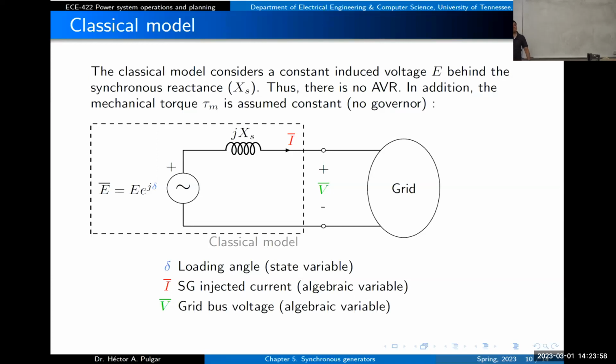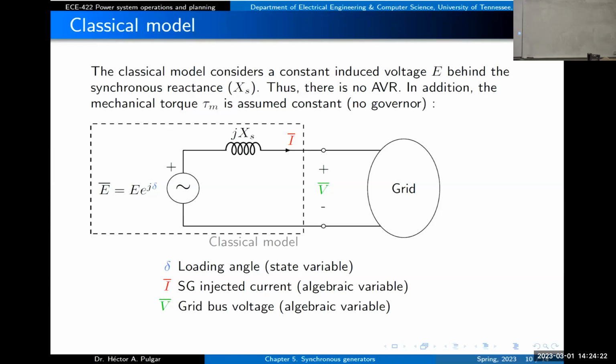Physical inertia, mechanical machine? Yes. We need to define also today what is the inertia. So this is going to be the only state variable, and these ones here are going to be algebraic variables. What is the meaning of algebraic variable? They have no energy stored associated to that variable.